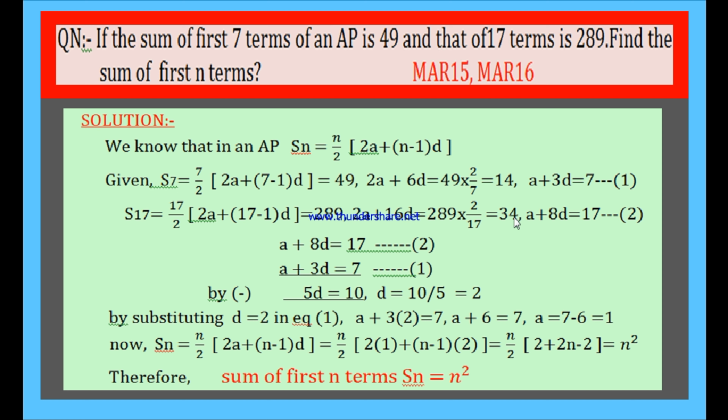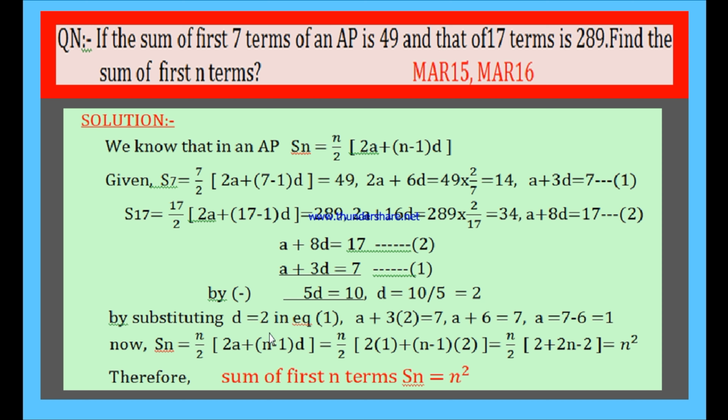Now divide this equation by 2. 2a divided by 2 is a. 16d divided by 2 is 8d. 34 divided by 2 is 17. This is the second equation. Now let us write the second equation over the first equation and let us subtract. If you subtract, a terms will be cancelled, and 8d minus 3d is 5d. 17 minus 7 is 10, and d is equal to 10 divided by 5. 5 in 10 2 times, therefore d is equal to 2.